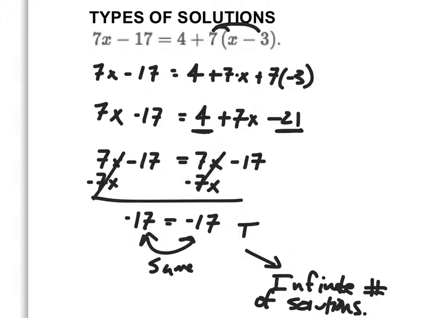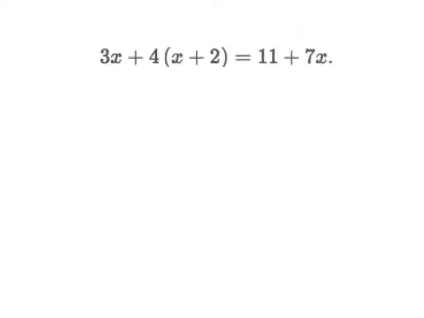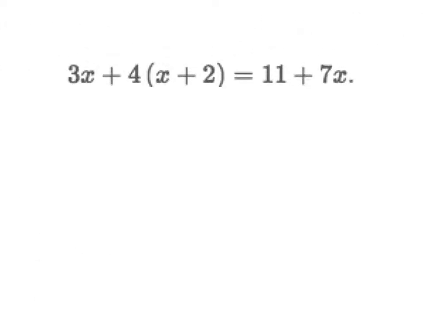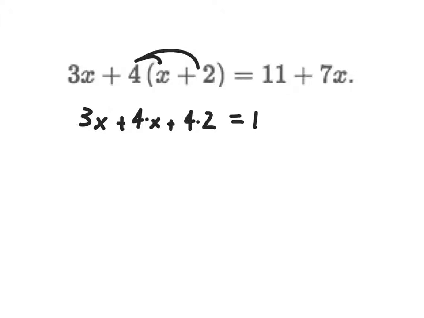Let's look at one where you're going to have no solution. Let me go ahead and solve this equation. Let me distribute my 4 here. So I get 3x plus 4 times x plus 4 times 2, and that's equal to 11 plus 7x. And if I combine my like terms here, 3x and 4x, that's going to give me 7x.